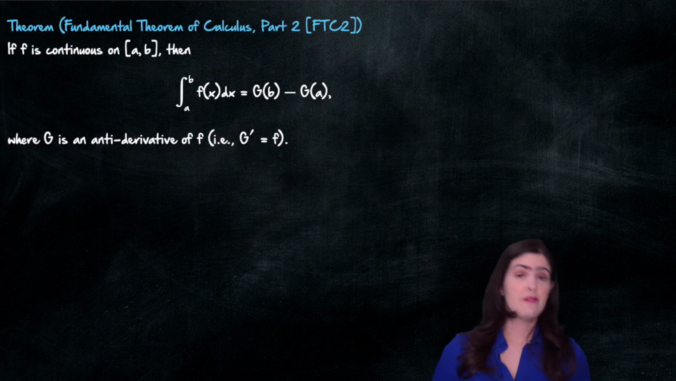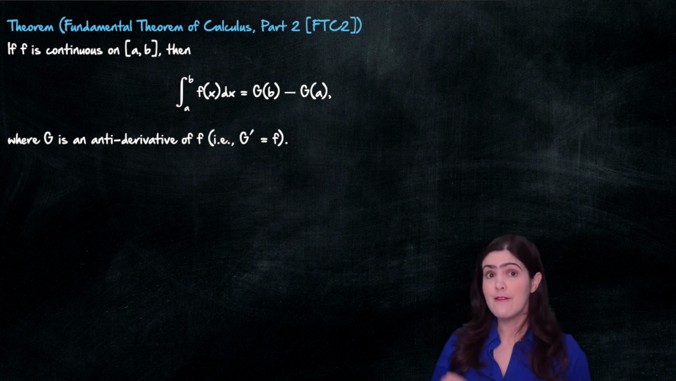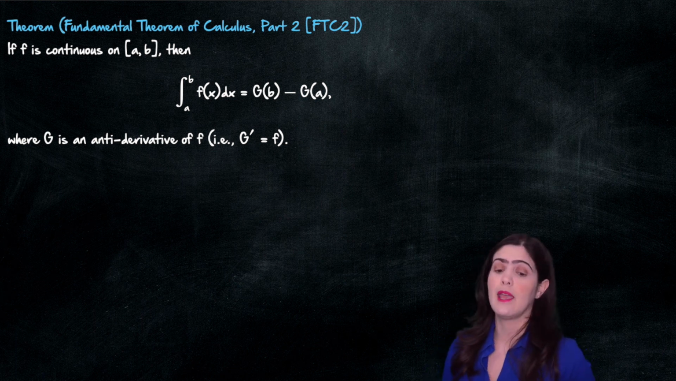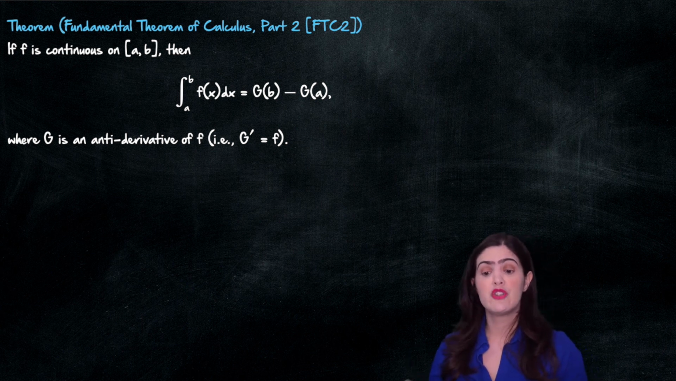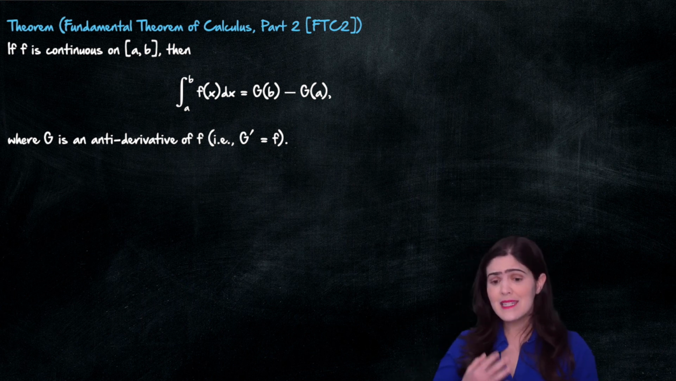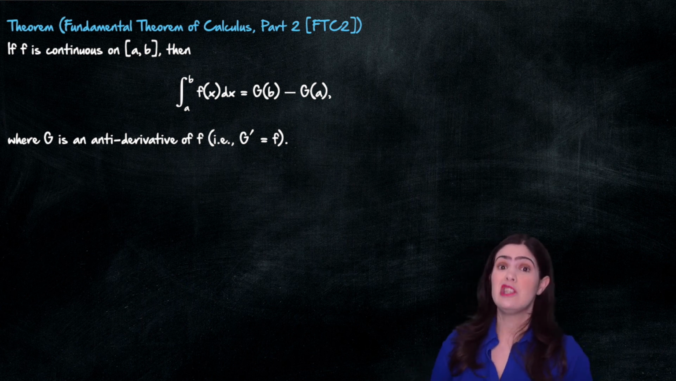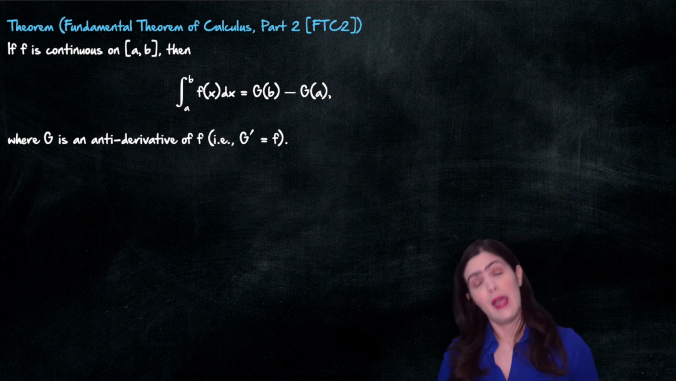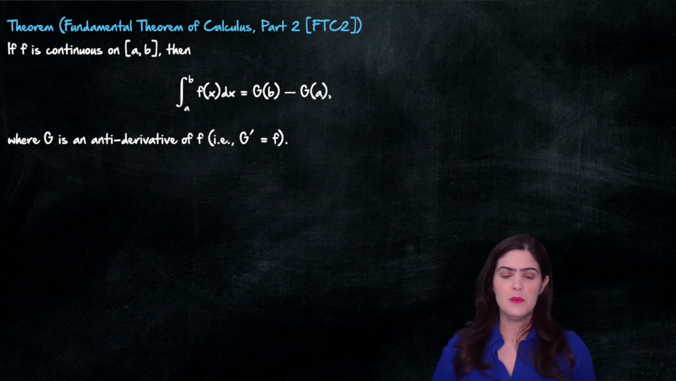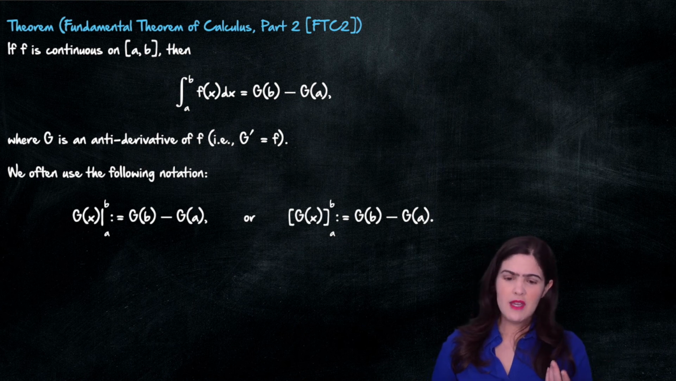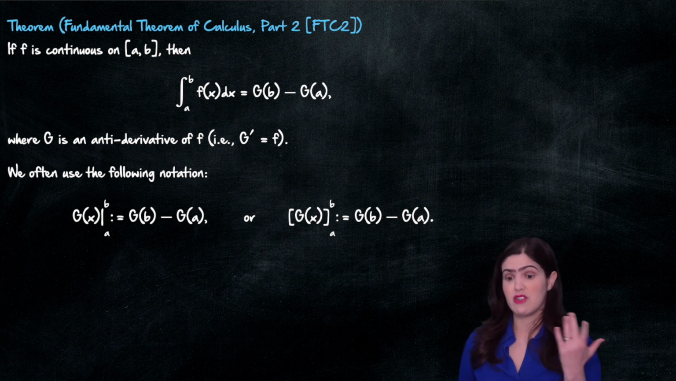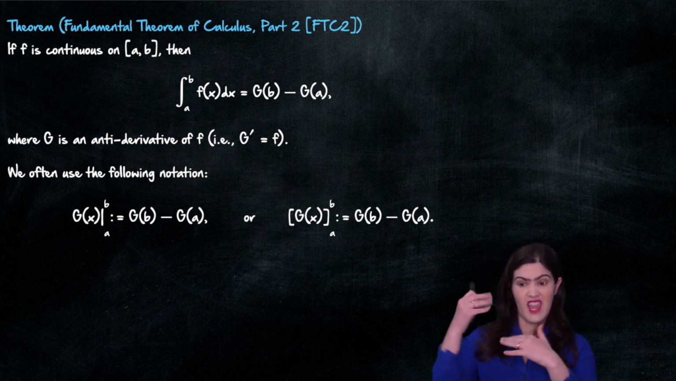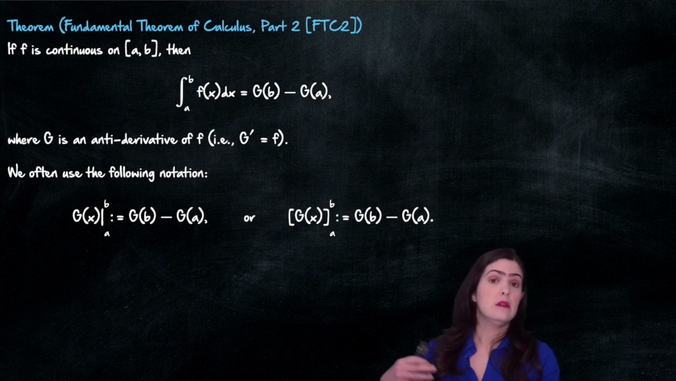The second part of the fundamental theorem of calculus tells me that if f is continuous on the closed interval [a, b], then the integral from a to b of f(x) dx is equal to g(b) minus g(a), where g is an antiderivative of f, meaning that g'(x) = f(x). We often use the notation g(x) evaluated from a to b to mean g(b) minus g(a).